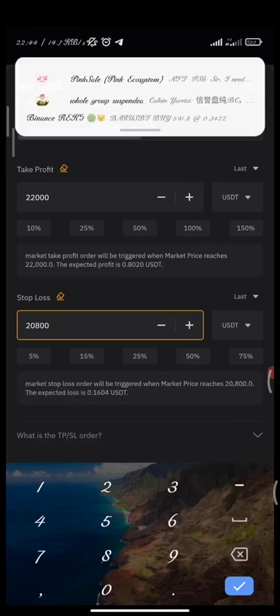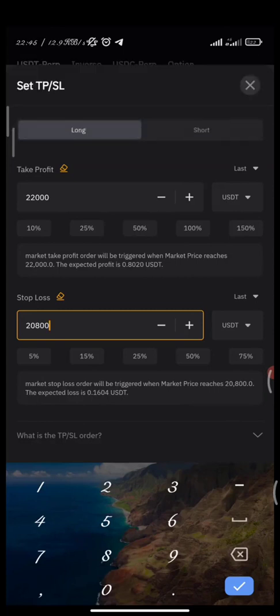Market take profit order will be triggered when market price reaches 22,000. The expected profit is $0.8, and because of my stop loss too, you can see 0.16. That means if I actually hit my stop loss, I'm going to be losing just $0.16. Whereas if I actually hit my take profit, I'm going to be on $0.8. I hope you're getting that. So I can just click it.